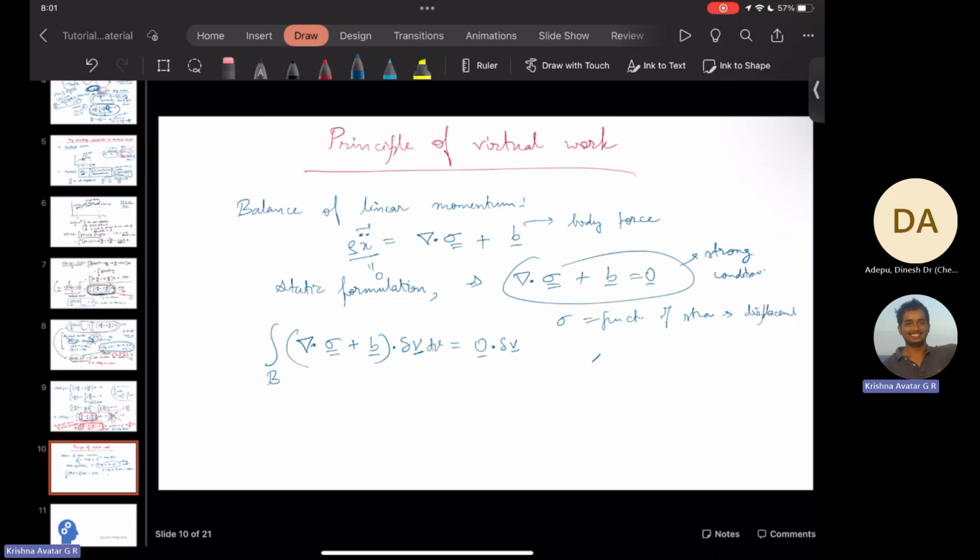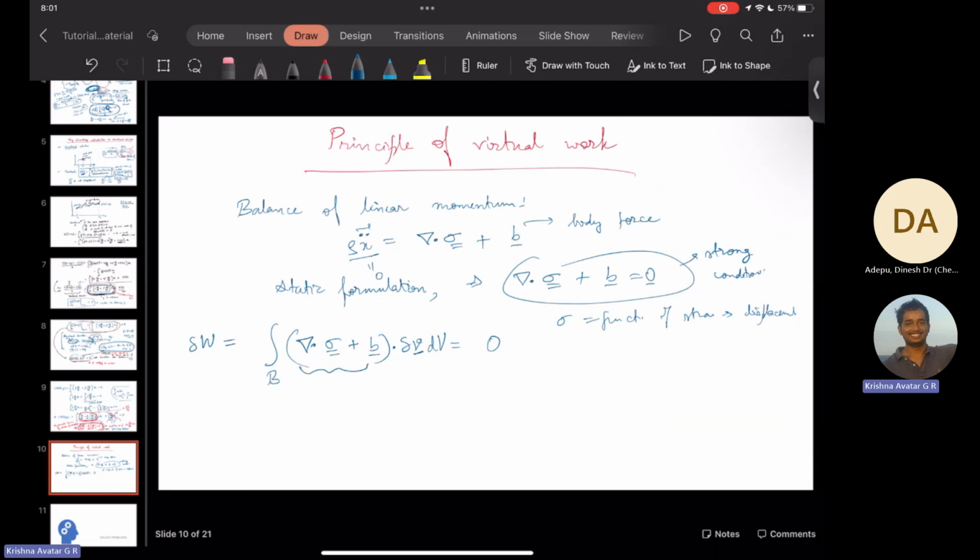So we'll have this dV, or just capital dV, let's use. And on the right hand side, no matter whatever we do, it will always remain 0, because any operation on 0 will always keep it 0. And this is what we call virtual work.